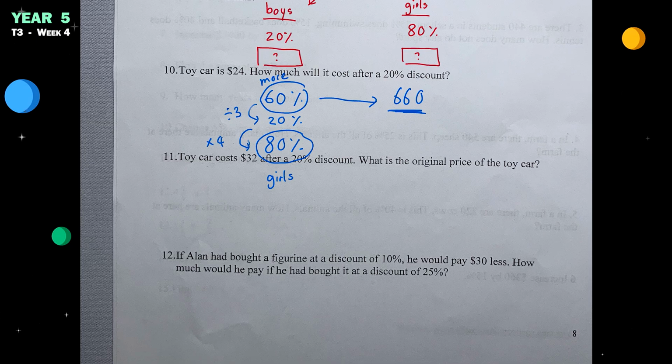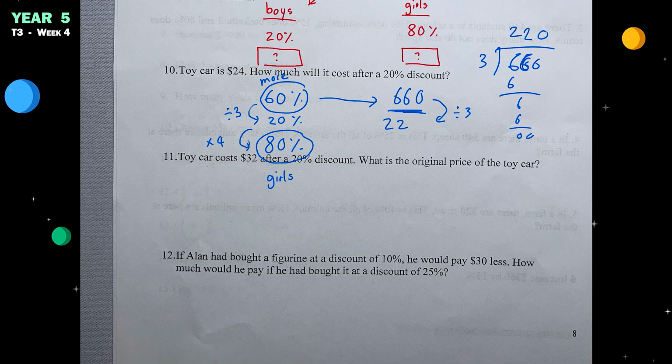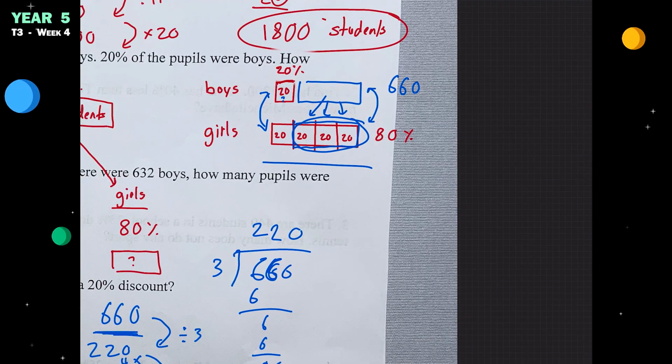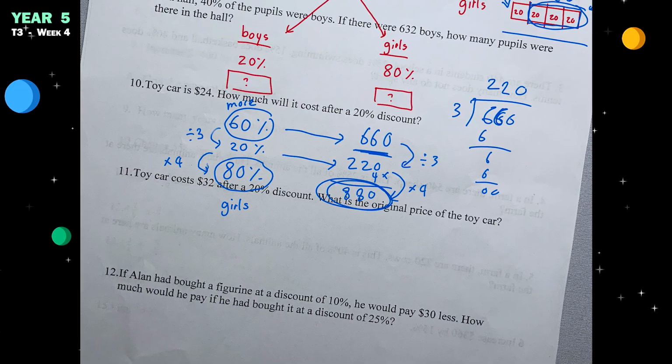So 660 divided by 3 will be 220, so 20% is 220. Now if you want to go to 80%, you must times it by 4. So times it by 4 and you get 880. Therefore, the girls is, we just figured out, 880 people.